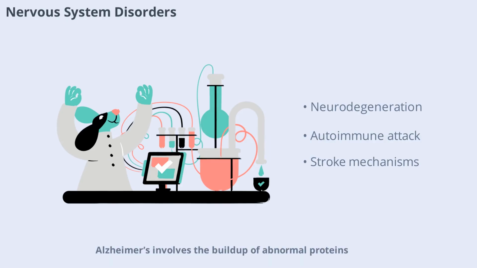Alzheimer's involves the buildup of abnormal proteins, multiple sclerosis is an autoimmune attack on nerve coverings, and stroke results from interrupted blood flow to the brain. Understanding these processes helps us develop better treatments and support for affected individuals.